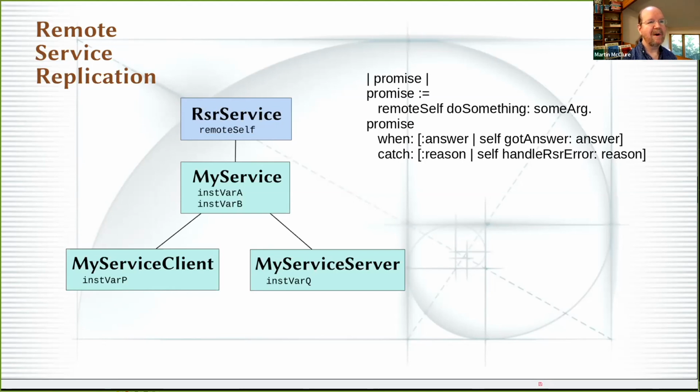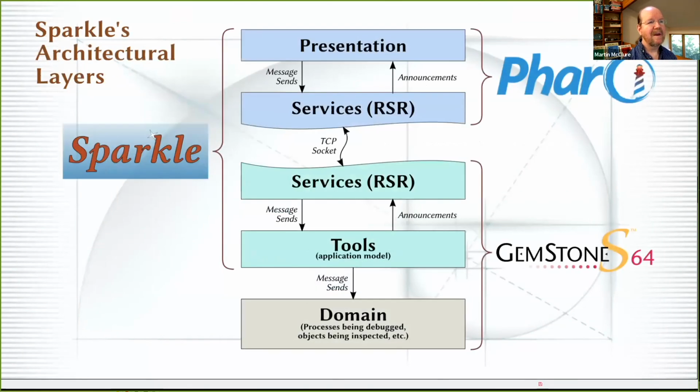So how does Sparkle use RSR? Well, Sparkle is a sort of a 3-layer cake. It tries to do a pretty strict encapsulation. Each layer can only know about the layer directly below it. So we have 3 layers. There's the presentation layer. This runs in Pharo 9. It's using Spec2 and Morphic. You'll see that more when I get to the demo later.